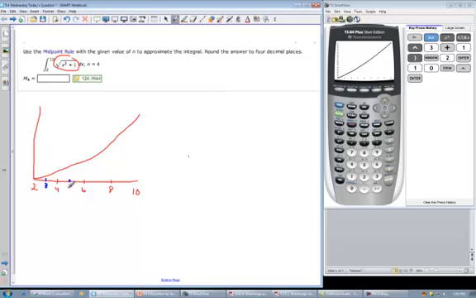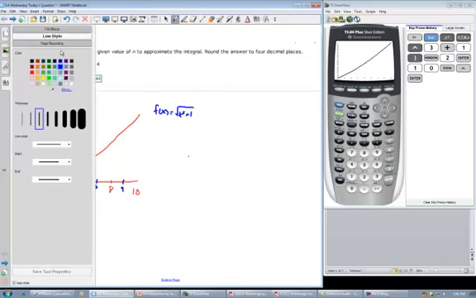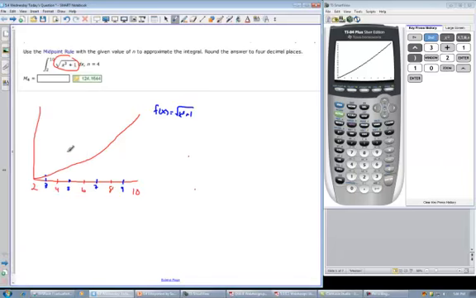The midpoint between 4 and 6 is 5. 6 and 8 is 7. 8 and 10 is 9. And we have to find the corresponding heights here. So remember, this is the function f of x equal to the square root of x cubed plus 1, and it comes from right here. And so I just plug in 3 for x, and I get 3 cubed, which is 27 plus 1, so 28.